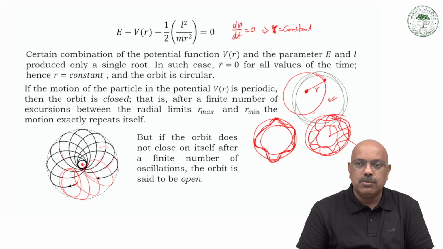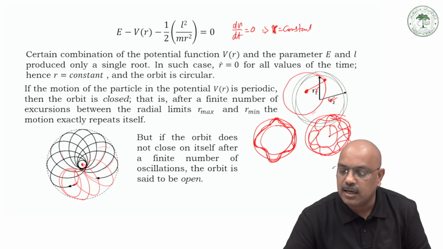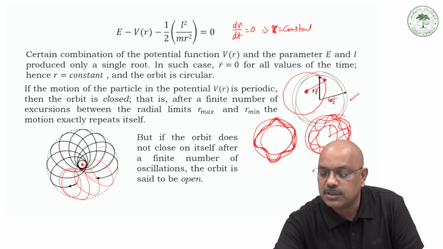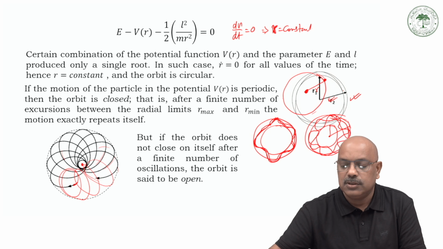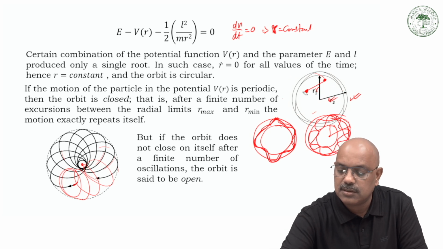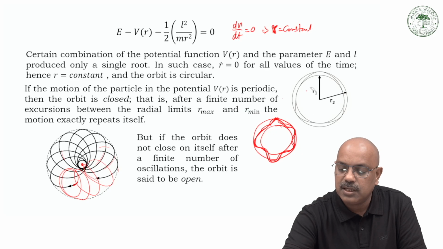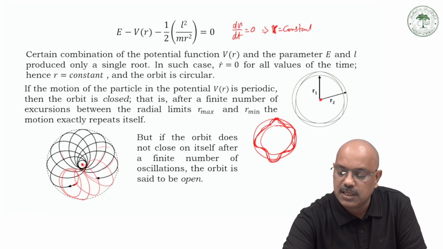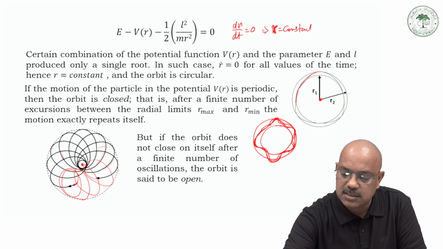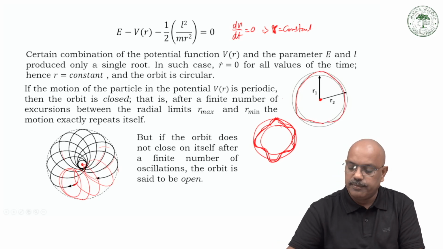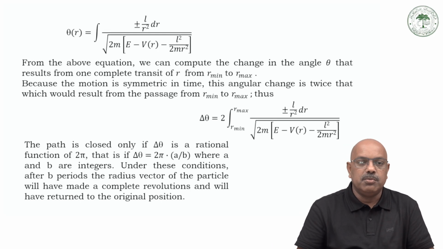So between R1 and R2, you can have this. The particle enters, this is the center of force, and between R1 and R2, R maxima and R minima, the trajectory of the particle is closed. Or it may not be closed.